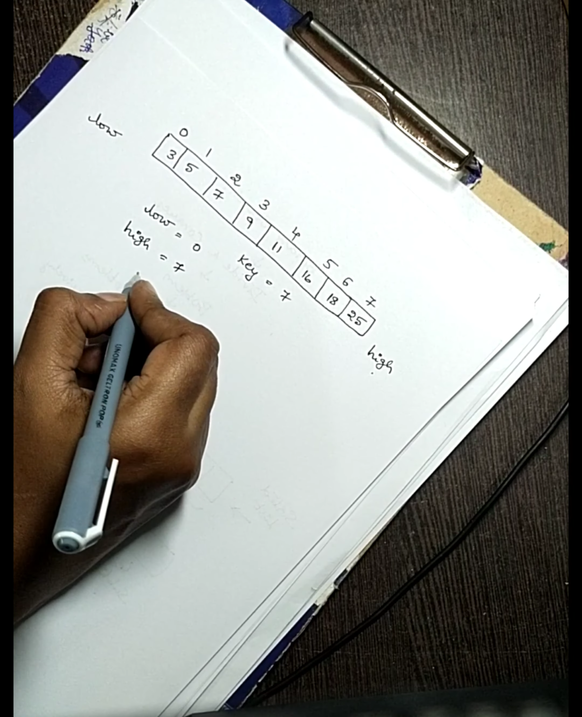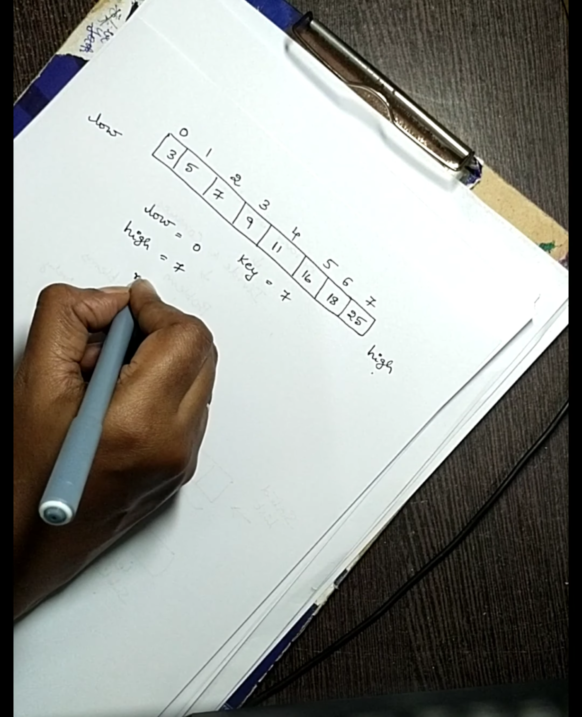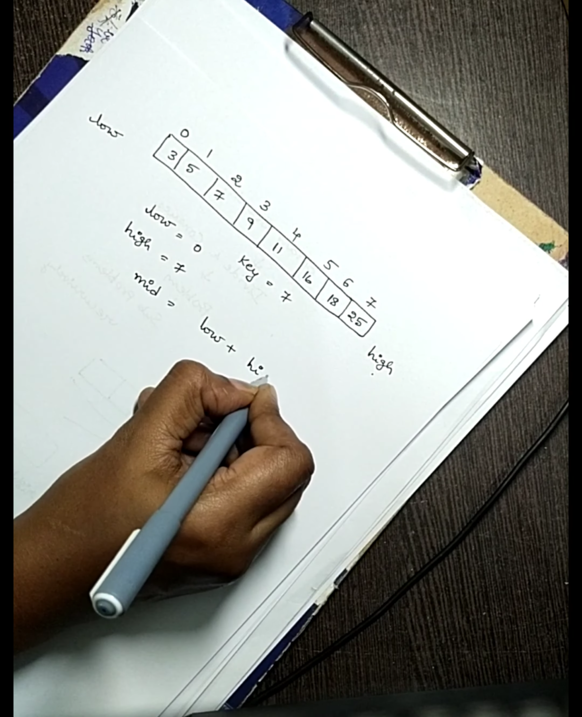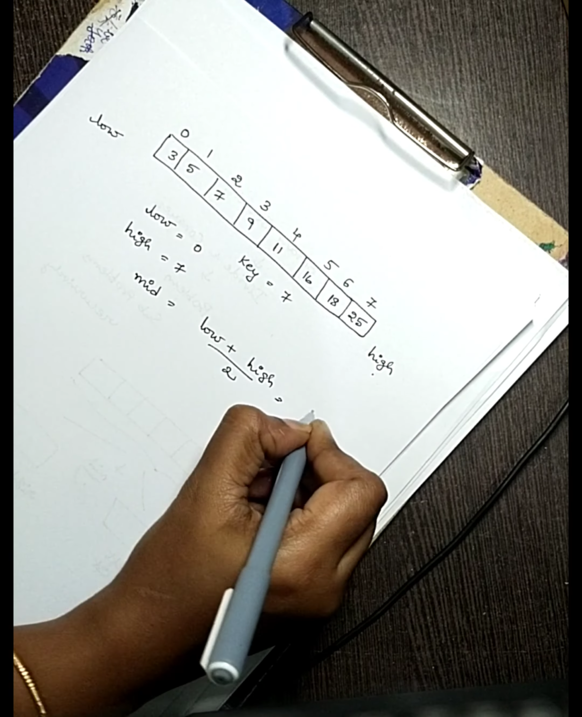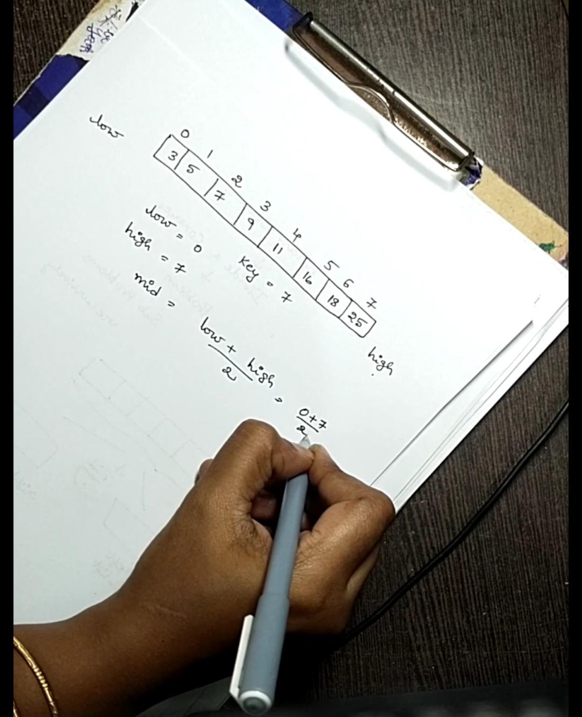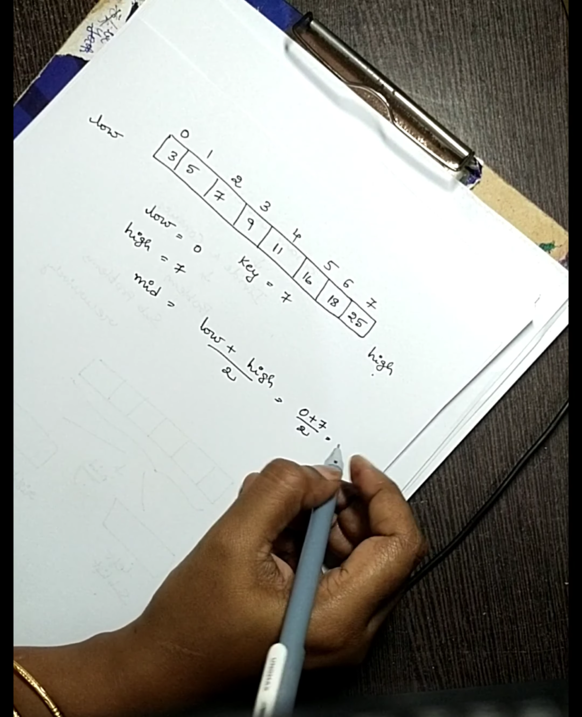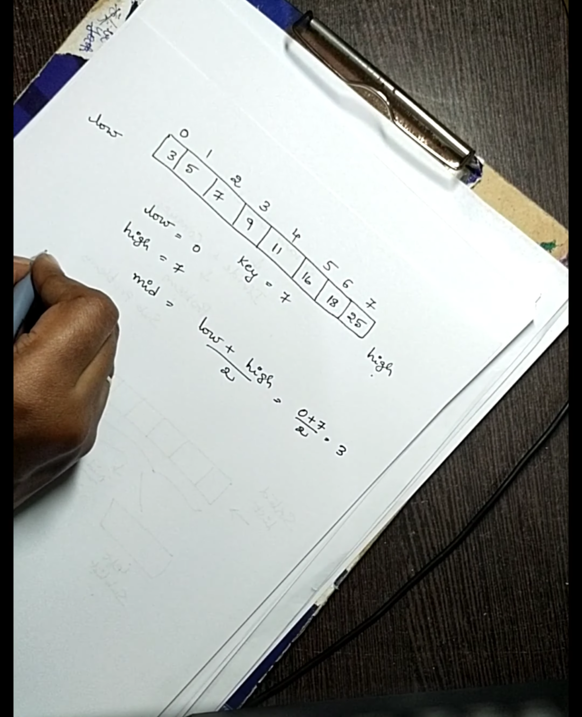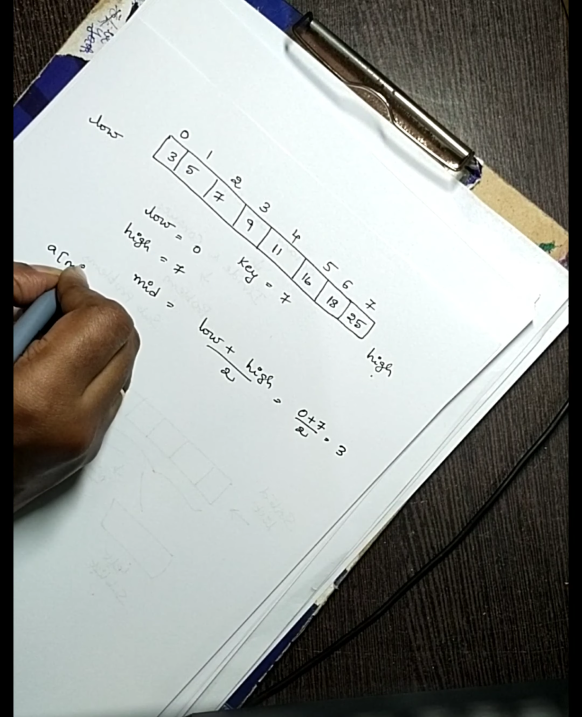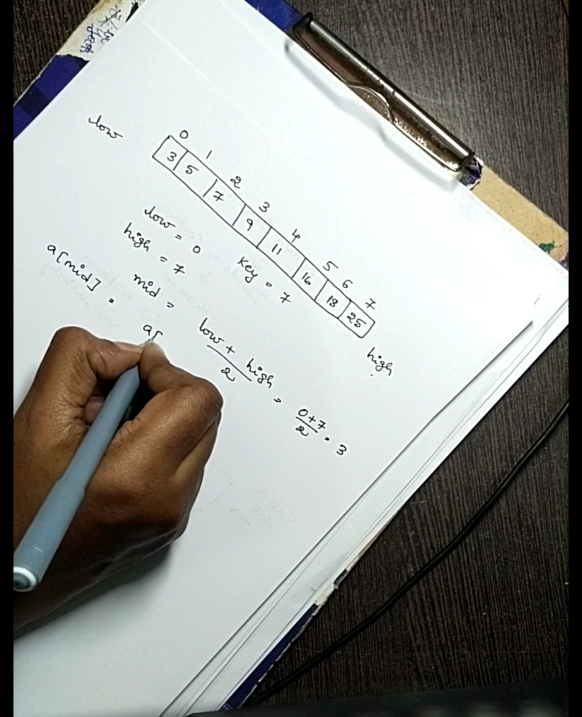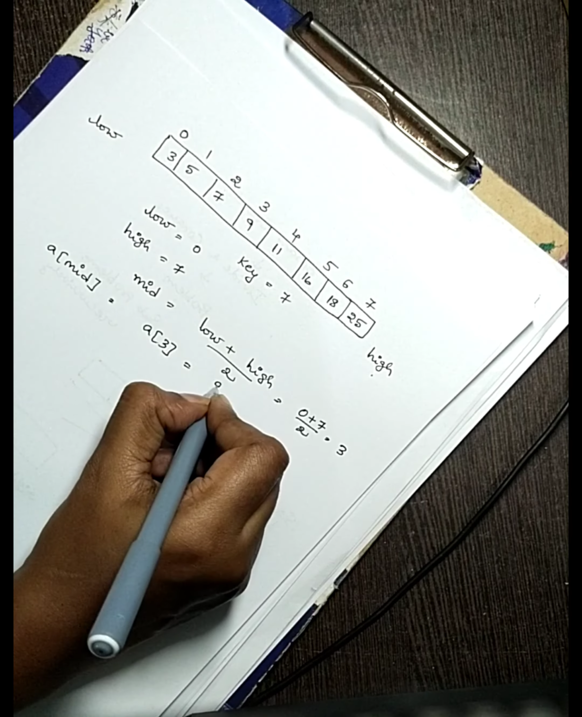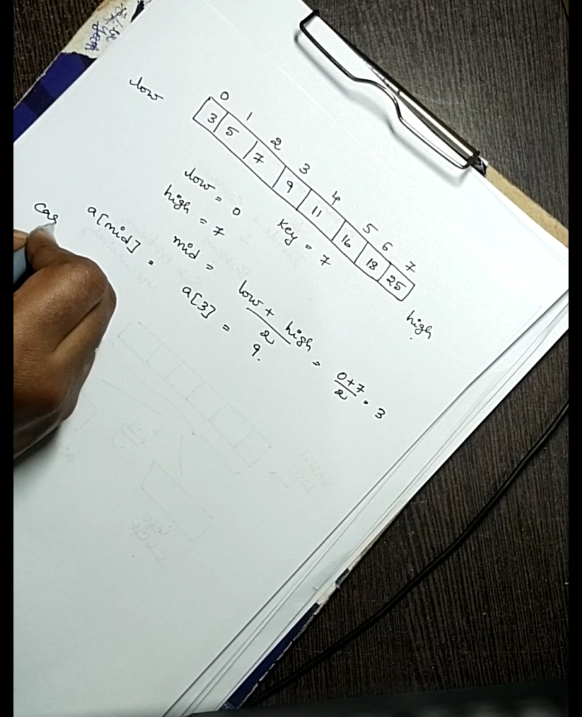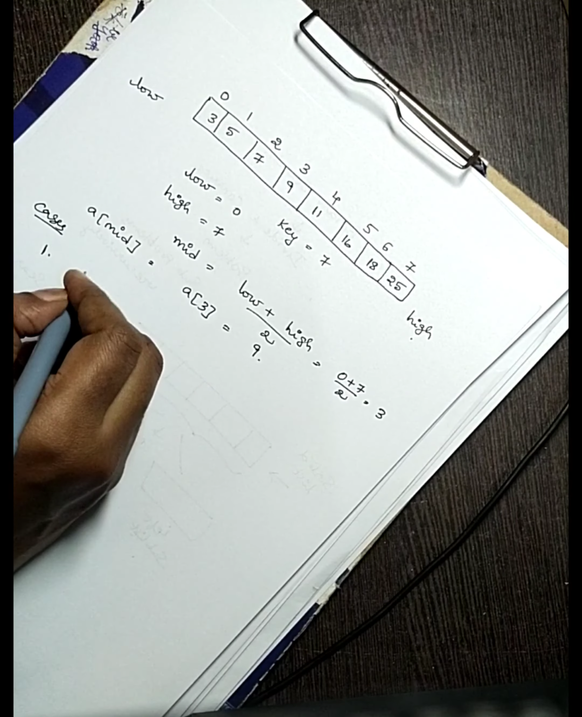Mid is calculated as (low + high) / 2. We will take the floor value. Now 7 by 2 is 3.5. We will take the floor value, that is 3. Now A of mid is A of 3, which is nothing but 9. So based on this mid element, we will divide the list into two sublists, one is the left sublist and one is the right sublist.